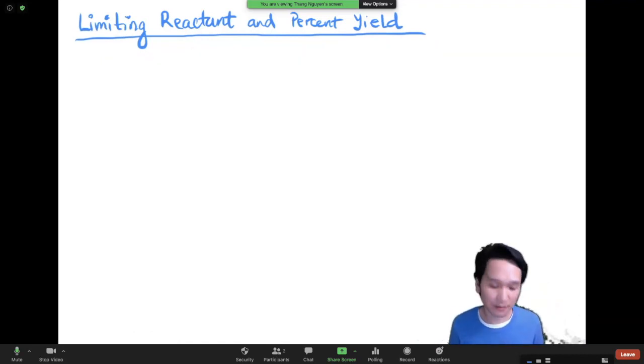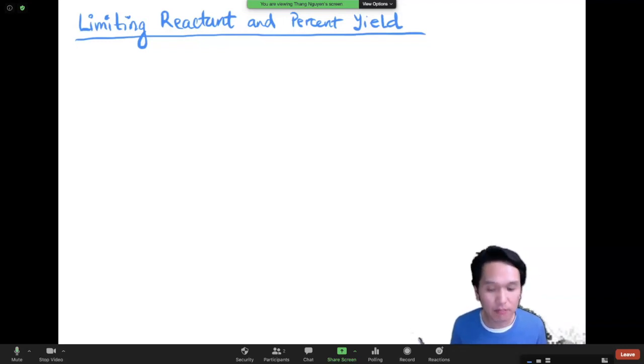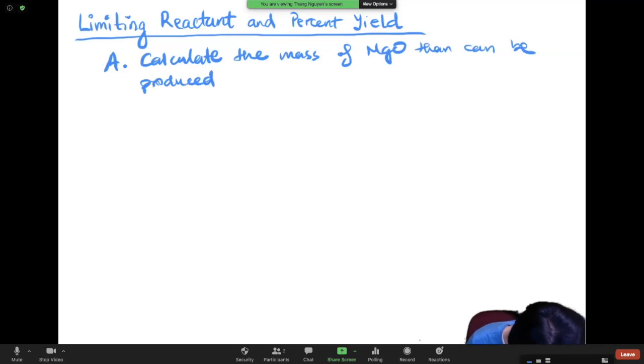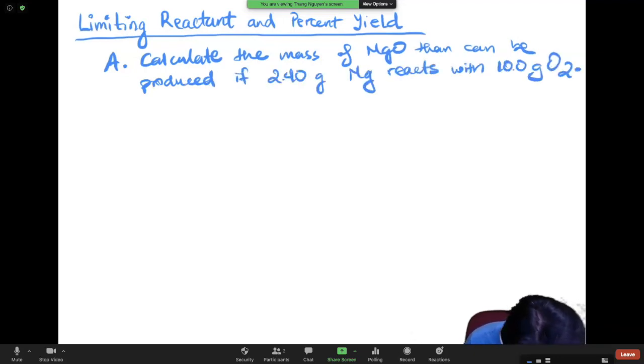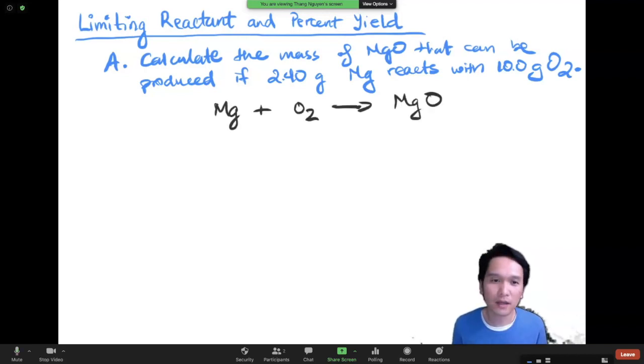All right, let's do another example. In this problem, it says that there is a reaction between magnesium metal and oxygen, and it is a two-part problem. Calculate the mass of magnesium oxide that can be produced if 2.4 grams of magnesium reacts with 10.0 grams of oxygen gas, right? So in a problem like this, where it doesn't give us a balanced chemical equation, we have to come up with it ourselves. It already gave us what reactants we were dealing with and what product we were making. All we need to do now is to balance this chemical equation.